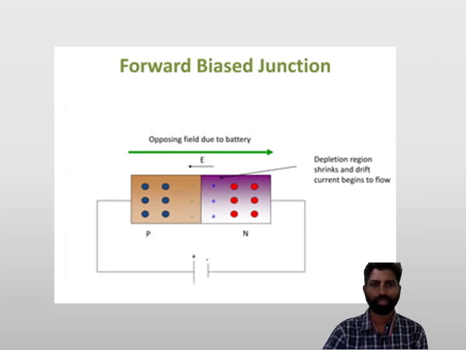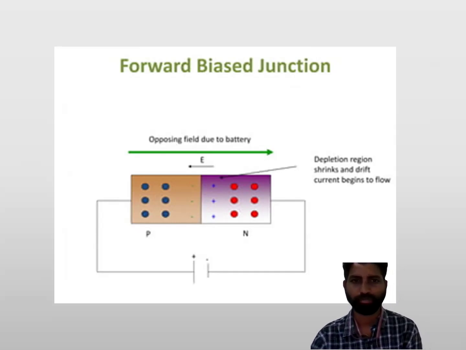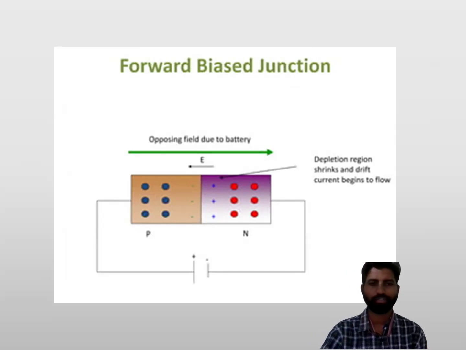When the battery's opposing field is greater than 0.7 volts, the width of the depletion region will decrease. Once the depletion region width decreases, the charge carriers start to flow from P to N and N to P, and there we can say current flows between the materials. So the depletion region shrinks and the current begins to flow.